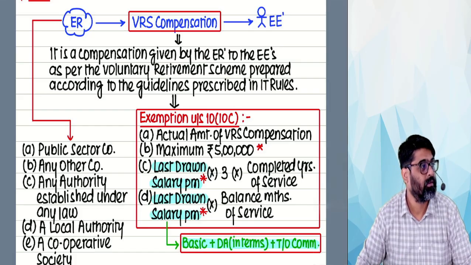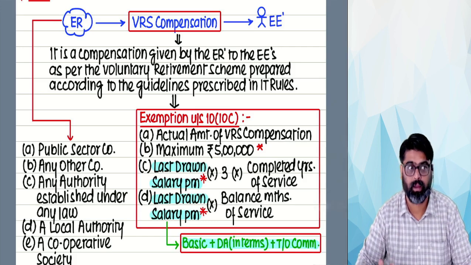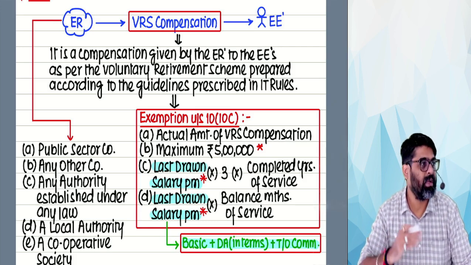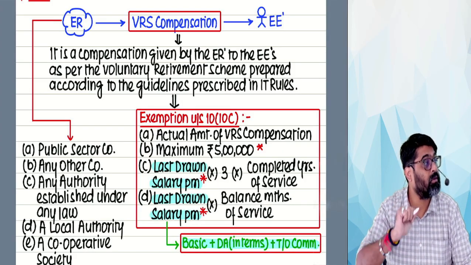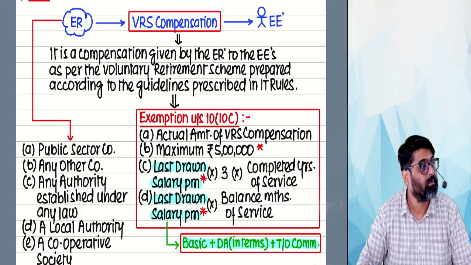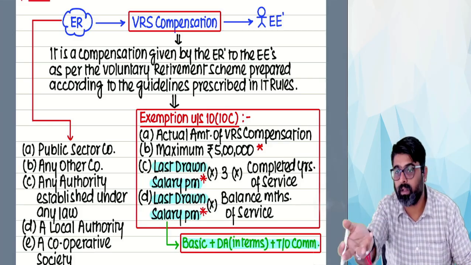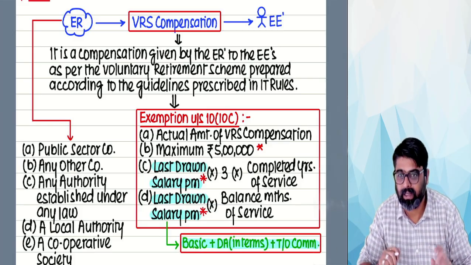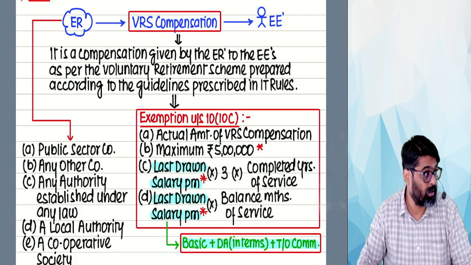Why except directors? Directors should not be covered in the voluntary retirement scheme because directors manage the company. What if they are also covered by the scheme and all the directors take voluntary retirement? The entire board is empty. Now who will run the company? Understanding? Except for the directors, all other employees should be covered.